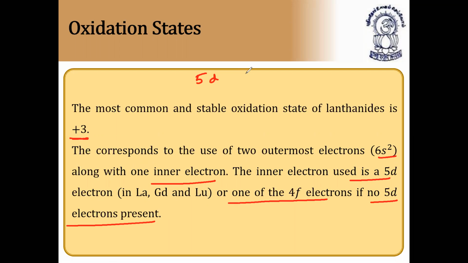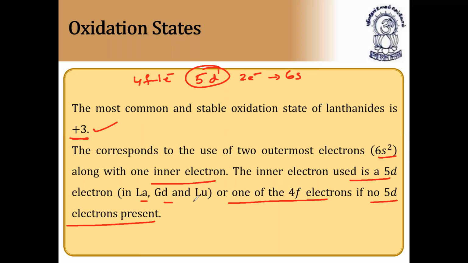Two electrons will go from the s orbital, that is the 6s orbital, and the next one electron may go from 5d if the element is having one electron in the d orbital. Otherwise, it will go from the 4f orbital. So two electrons from the 6s orbital and one electron from the 4f orbital. So usually the most common oxidation state of lanthanides is +3.